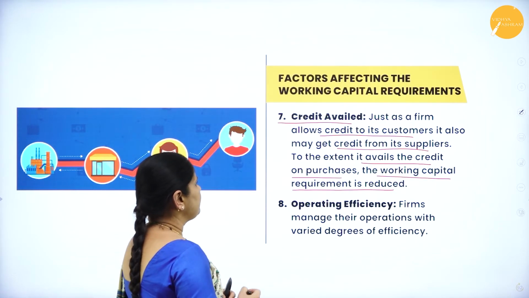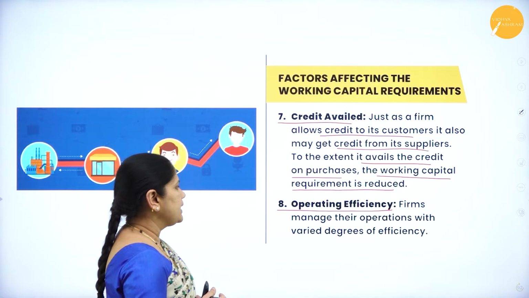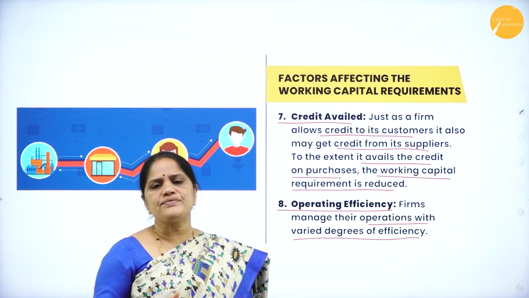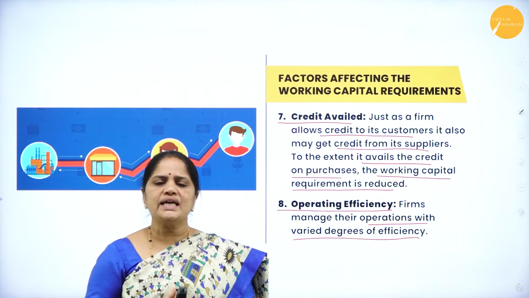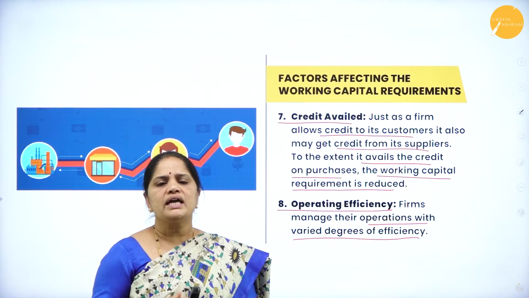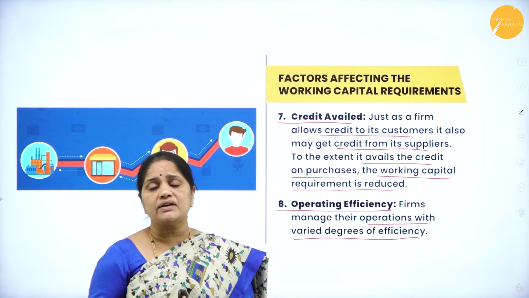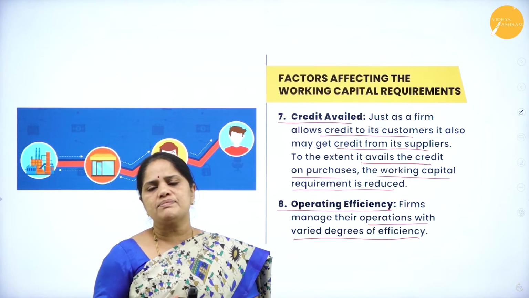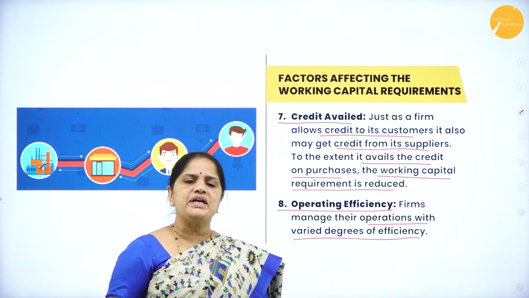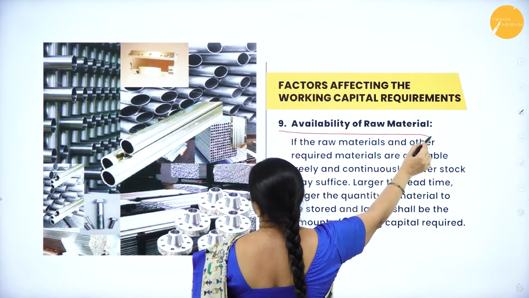Then the next factor affecting the working capital requirement is operating efficiency. Now, what do we mean by operating efficiency? When the firm is able to manage its raw materials. So, if it can manage with a very small amount of raw materials, then we can say that the firm is doing very well. How can we say the firm is doing very well? By the calculation of inventory turnover ratio. If the inventory turnover ratio is very high, we know that the firm is working very, very efficiently. So, through all these measures, if we can achieve operational efficiency in the organization, the working capital requirement will be lesser.